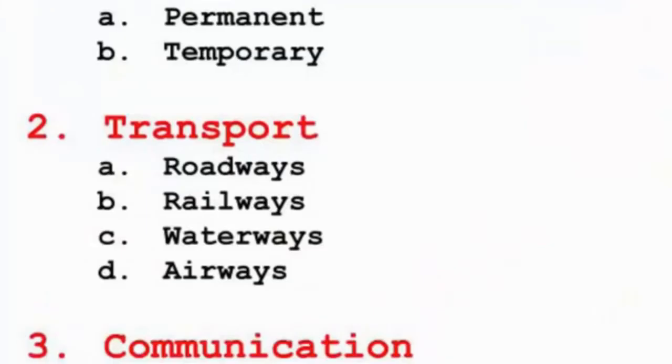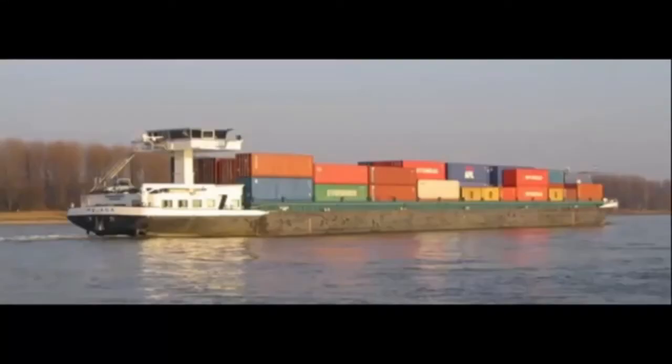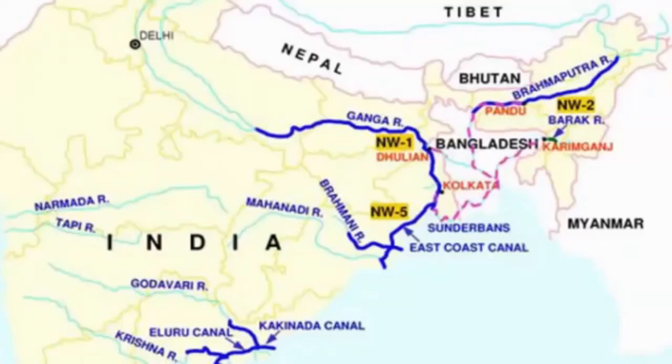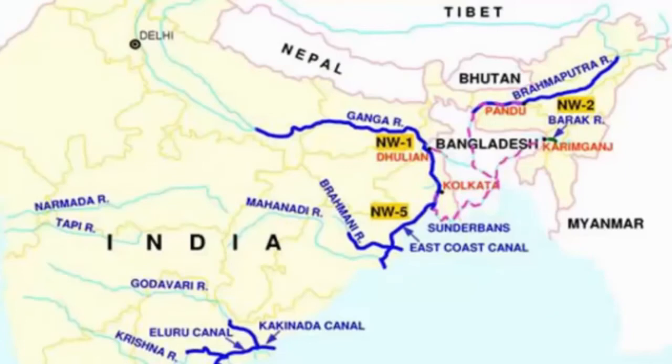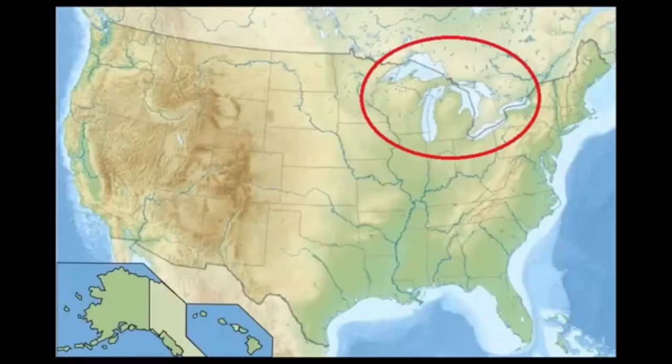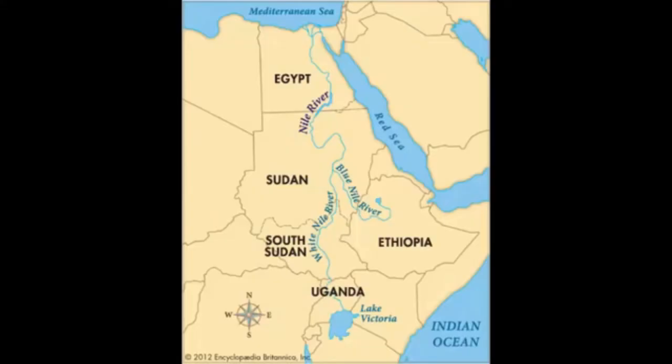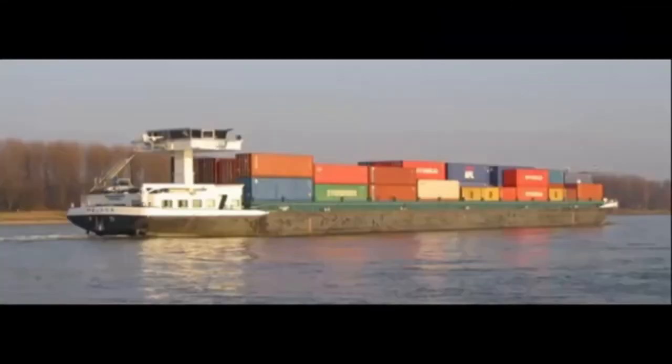The third mode of transport is waterways. Waterways are the cheapest for carrying heavy and bulky goods over long distances. They are mainly of two types, inland waterways and sea routes. The rivers and lakes that can be navigated are used as inland waterways. Some of the important inland waterways are the Ganga-Brahmaputra river system, the Great Lakes in North America, and the River Nile in Africa. Now sea routes and oceanic routes are mostly used for transporting heavy goods from one country to another.